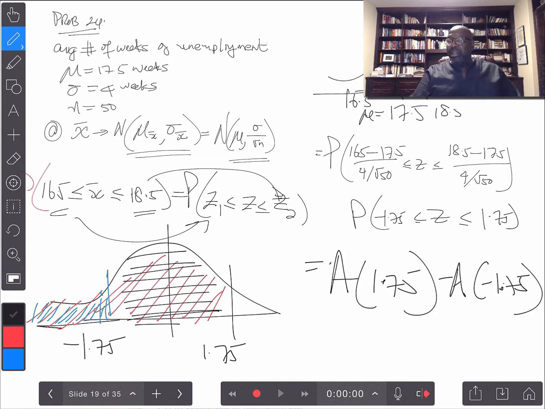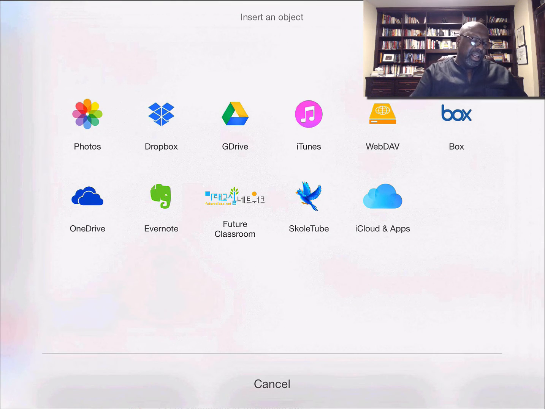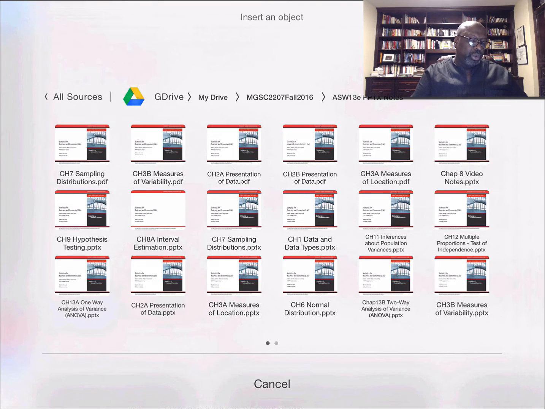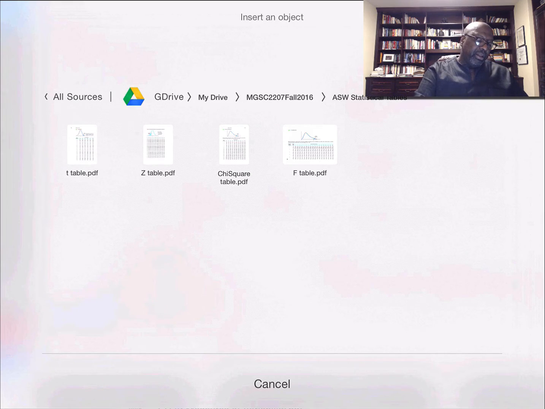So now I must look up the table and find those values. Let's see if I can bring in my table. Bear with me. I'm going to video or file. Let's see if I can bring the file in. And I can go here for the file. Well, let's go back because I don't want this. I want the tables. And here we go, we get the Z table.